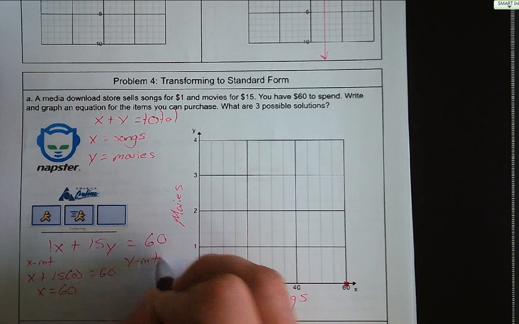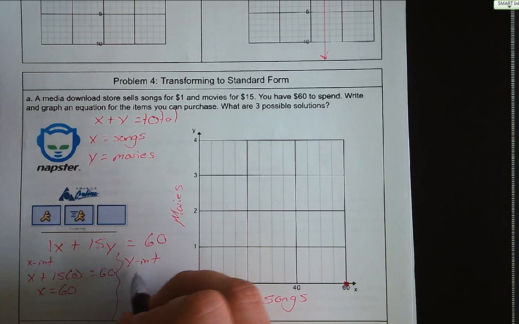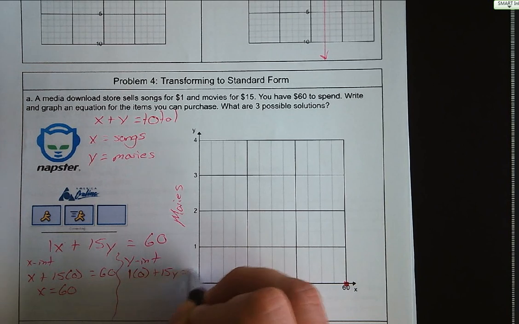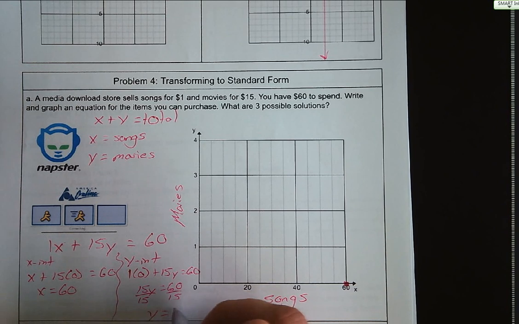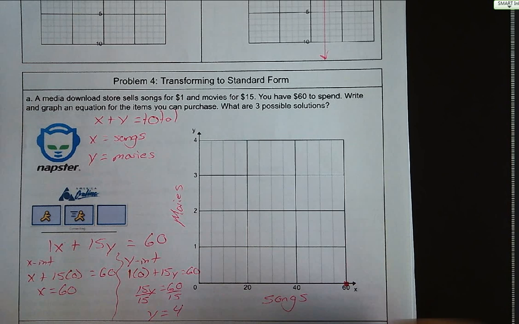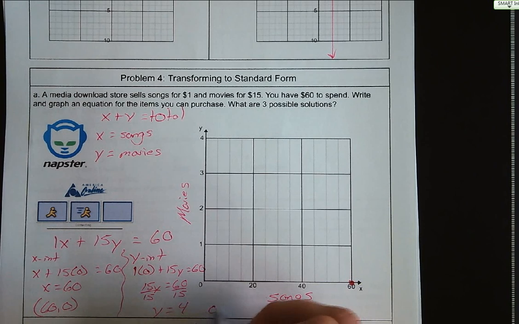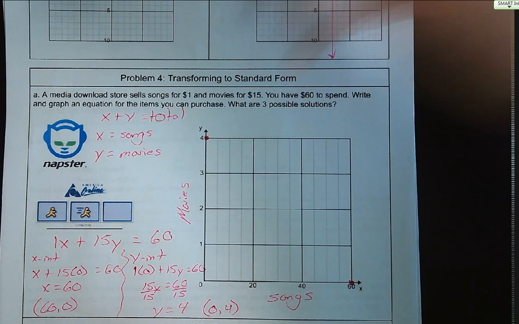Now we want to figure out our y-intercept. If we only bought movies, how many movies could we buy? We're going to plug in 0 for x. So we have 1 times 0 plus 15y is equal to 60. So 15y is equal to 60. Divide both sides by 15, and y is equal to 4. So we could download 4 movies for that same $60. Our coordinate is at 0, 4. So we put a point at positive 4 on the y-axis, and now we can draw our line in.